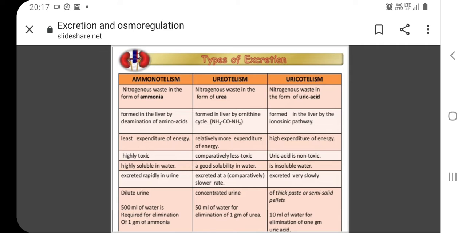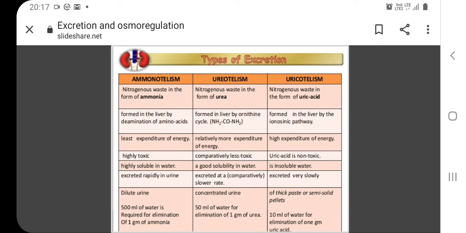Ureotelism, here the nitrogenous waste is in the form of urea. It is formed in the liver by the ornithine cycle. The energy expenditure or the energy required to form urea is generally higher than the energy required for ammonia production. It is less toxic as compared to ammonia. It is soluble in water. It is excreted at a slower rate.